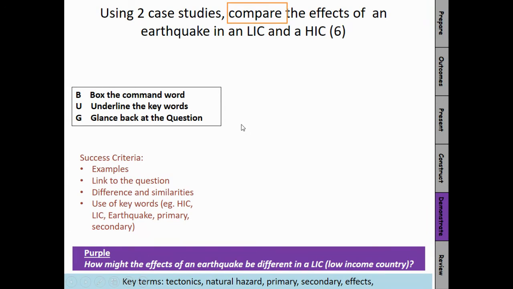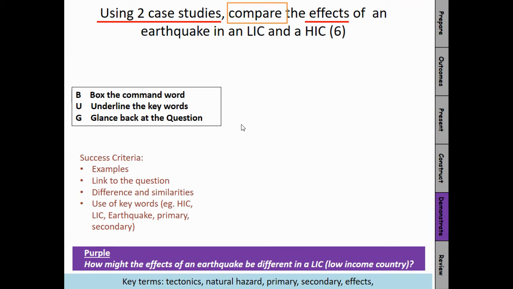Okay, you underline the key word. So again, using 2 case studies. So again, you need to make sure you are writing the examples down. So you need to make sure you include the country names, New Zealand and Nepal.